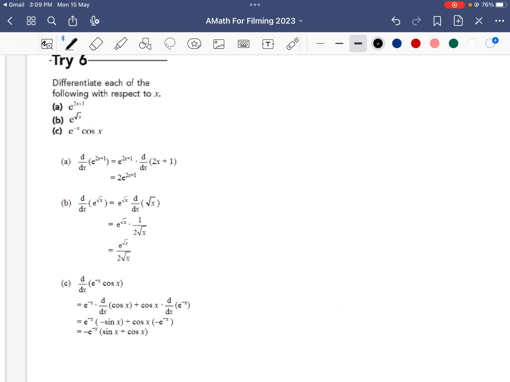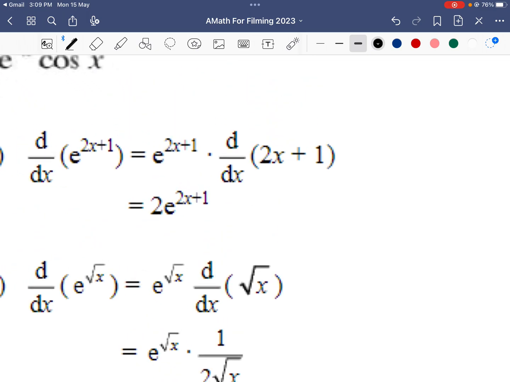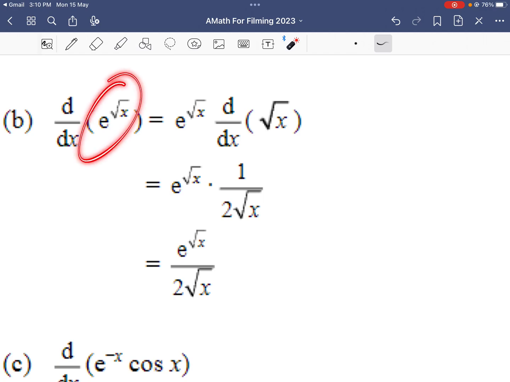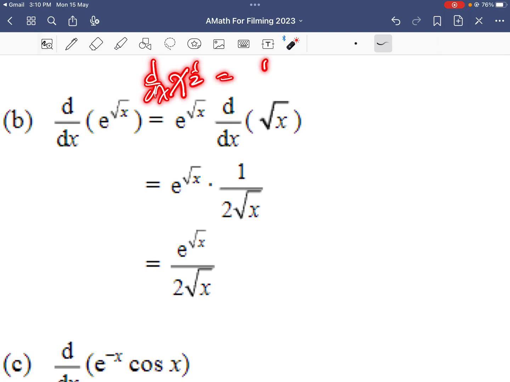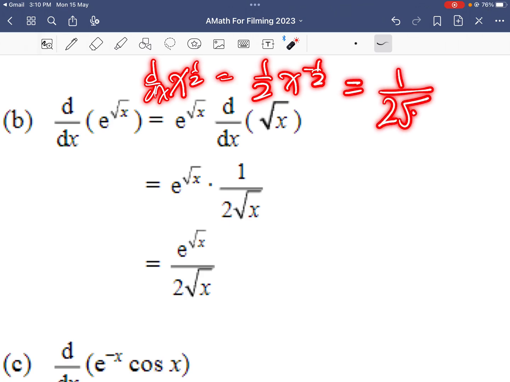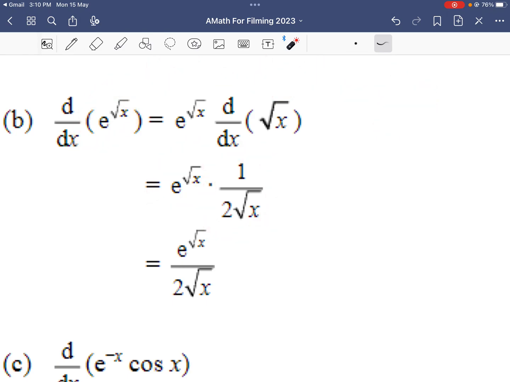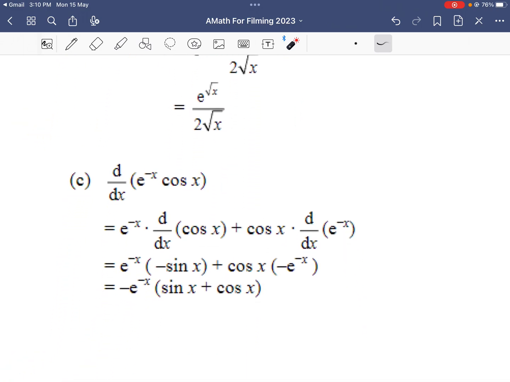Okay, for try 6, for the first one, if you differentiate with respect to x, e to the power of 2x plus 1, you differentiate the power, you're left with 2, you bring the 2 to the front, and you just copy out e to the power of 2x plus 1. Similarly, for part b, e to the power of square root x, you just differentiate x to the power of half. What you get is half x to the power of minus half, which equals 1 over 2 square root x, which they have written here. You multiply by the original e to the power of square root x, and you get this for part b.